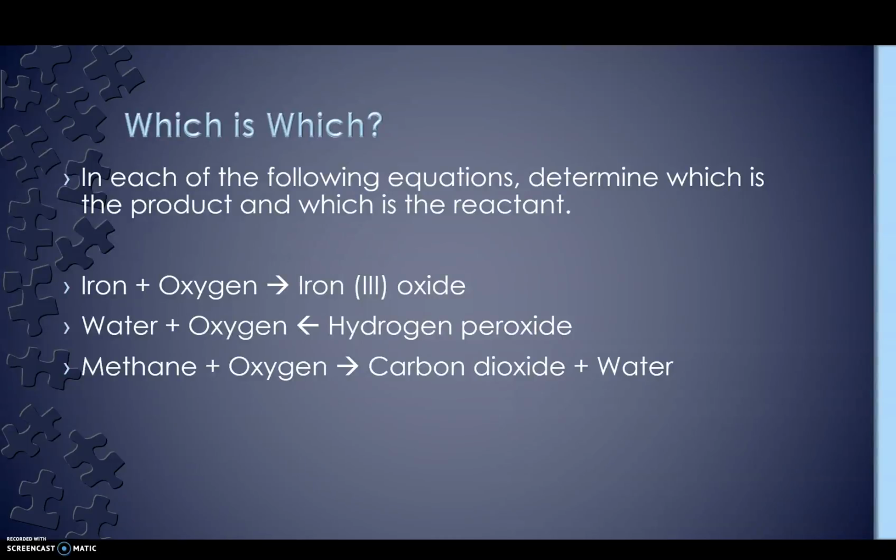Alright, so checking our answers. Iron plus oxygen, that's going to be your reactant. The arrow is pointing to the product. The second one's a little bit different because the arrow is pointing to the product. The product is actually on the left, and the reactant is going to be on the right. And then finally, again, the arrow points to the product, and the reactant is on the left.